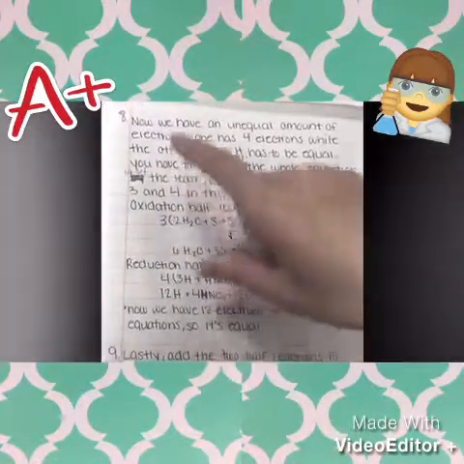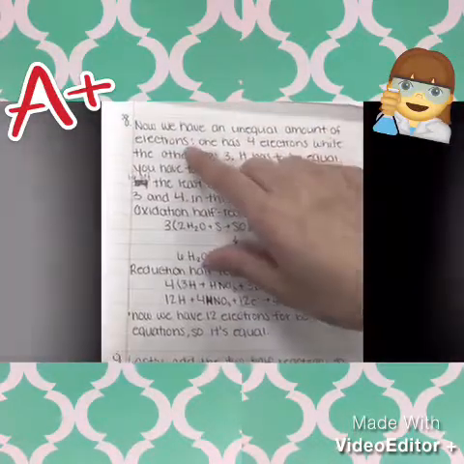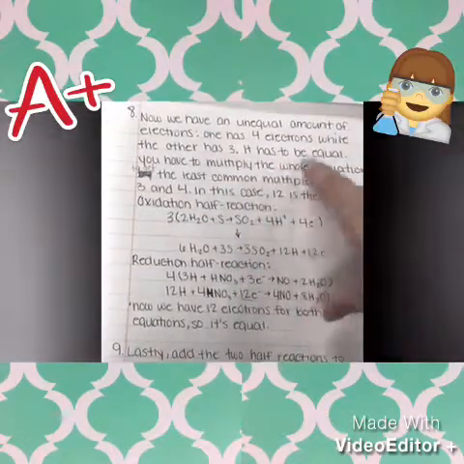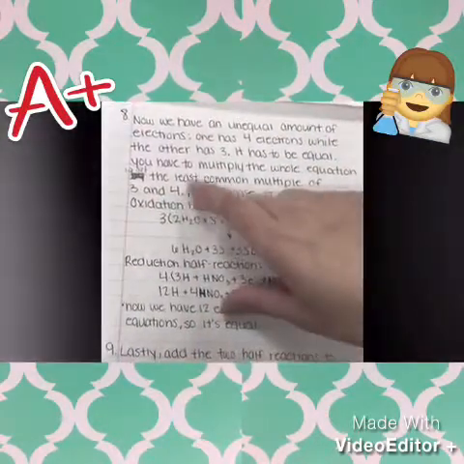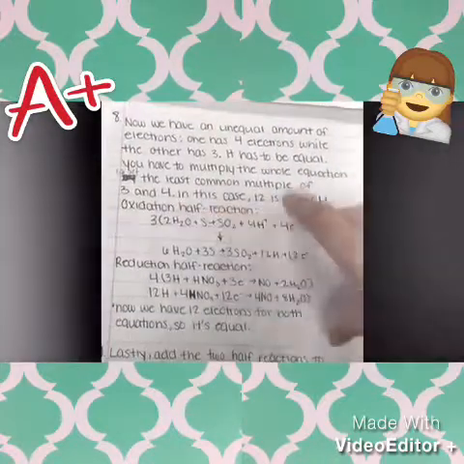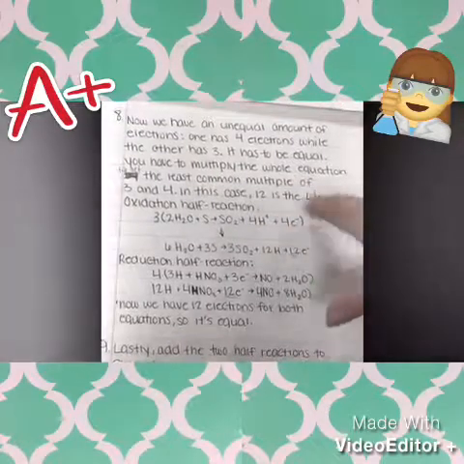Step 8. Now we have an unequal amount of electrons. One has 4 electrons while the other has 3. It has to be equal. And you do that by multiplying the whole equation to get the least common multiple of 3 and 4. In this case, 12 is the least common multiple.